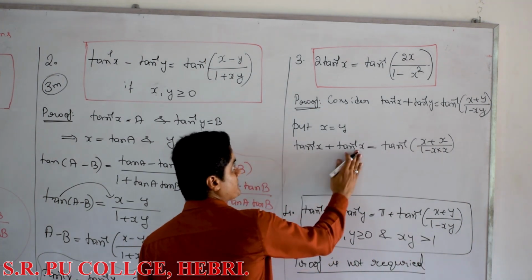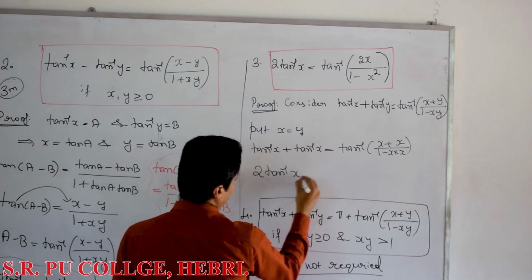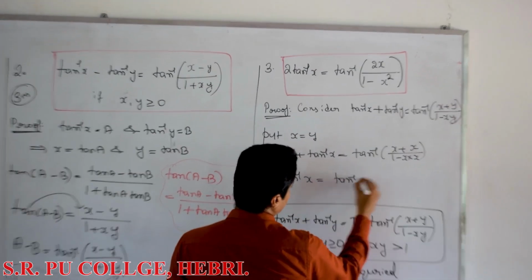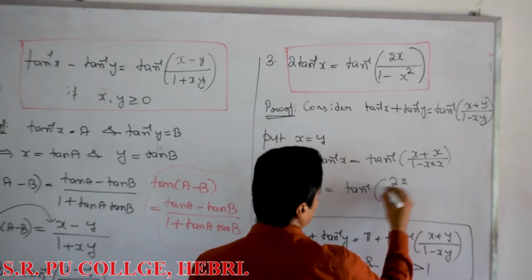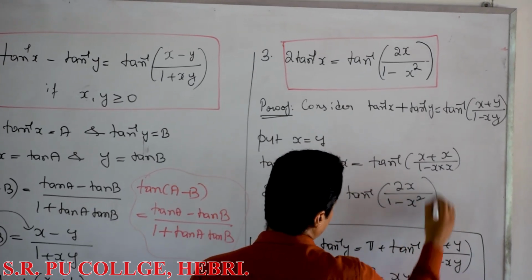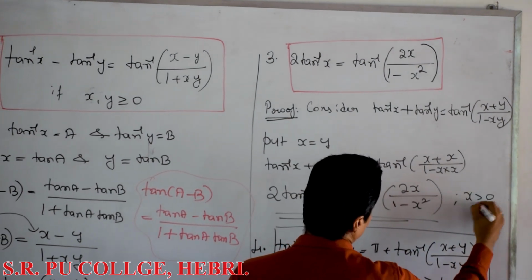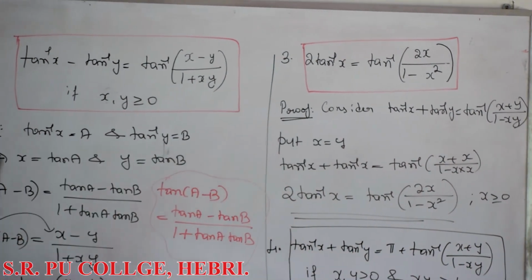So what is tan inverse of x plus tan inverse of x? It is 2 times tan inverse of x. Observe carefully what will happen on the right hand side. x plus x is 2x, x into x is x square. So you will get the third result very easily. Here the restriction is only that x should be greater than or equal to 0.